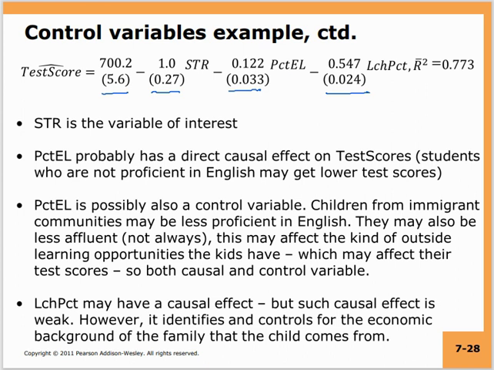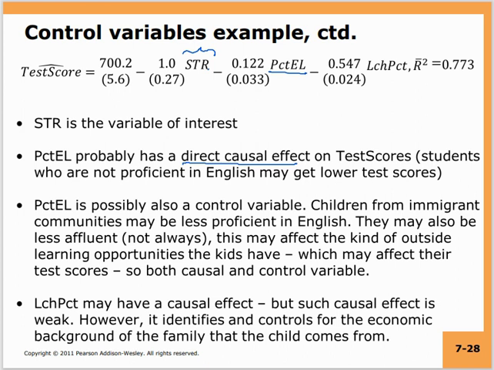Percentage English learners probably has a direct causal effect on test scores. Why does it have a direct causal effect on test score? Because students who are weaker in English may find it difficult to achieve higher test scores, because they may not be able to understand or communicate in that language, because it is the language of instruction. Now percentage English learners is also a control variable. So we are only interested in the effect of the number of students per teacher. So we keep this when we include this in the model.